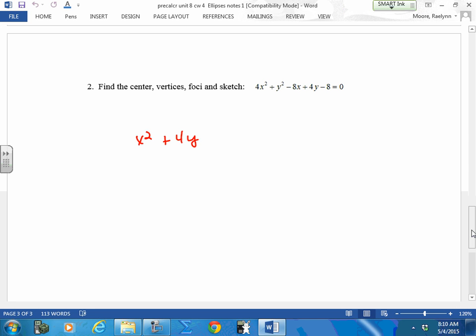Tell you what, I'll do one from your homework. One big one from your homework. 15. Okay, everybody take out your homework. Let's do number 15.